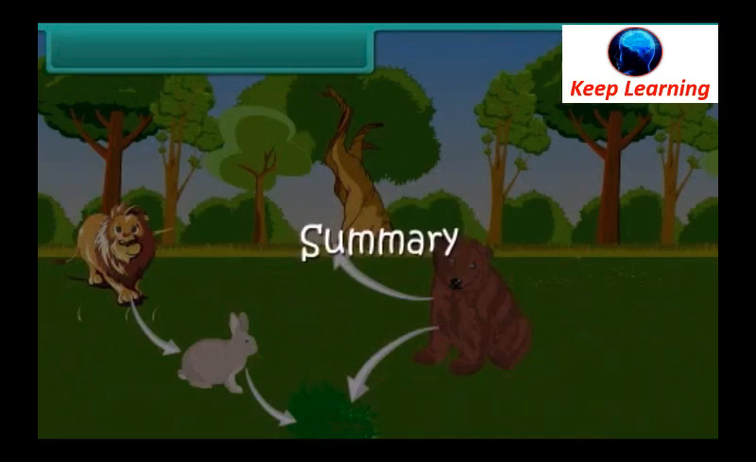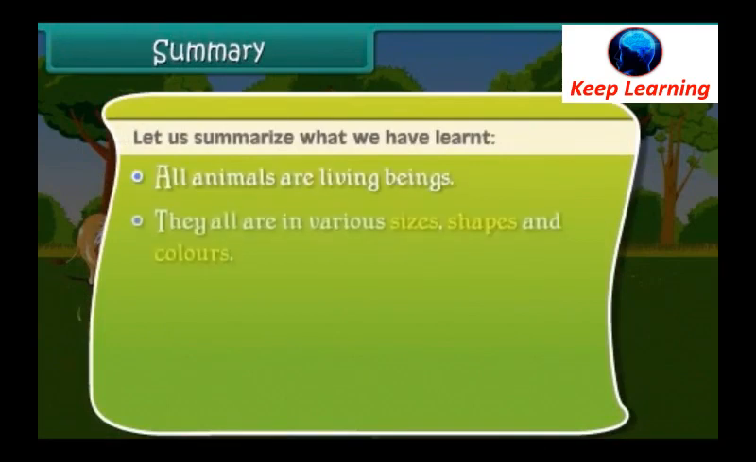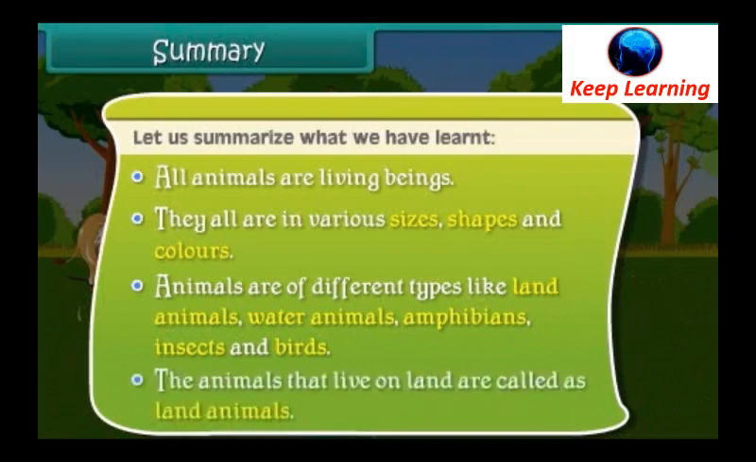Summary. Now friends, let us summarize what we have learned so far. All animals are living beings. They all are in various sizes, shapes, and colors. Animals are of different types like land animals, water animals, amphibians, insects, and birds. The animals that live on land are called as land animals.